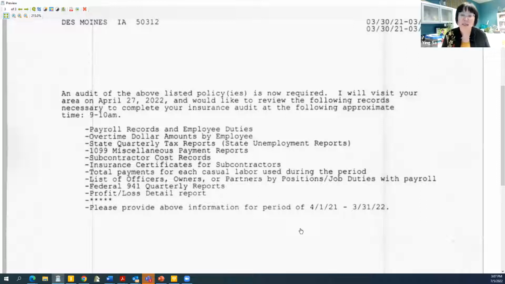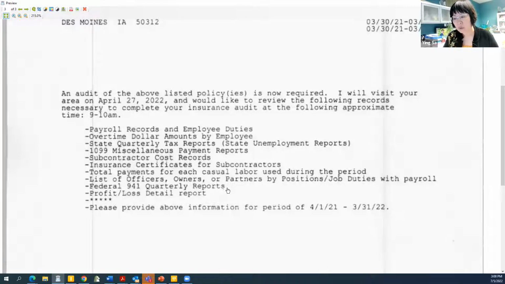I want them. I want the list. List of officers, owners, partners by position, job duties with payroll. Look, the reason they ask you for that is that obviously you can opt out of being covered by workers' comp, right? For example, if I purchase workers' comp for Community CPA, I'm not buying one for myself. What's the point? It is for your employees. So sometimes the owner does not need to include themselves. You don't have to. You can opt out. So they want to know whether these people are opting out or not, right?